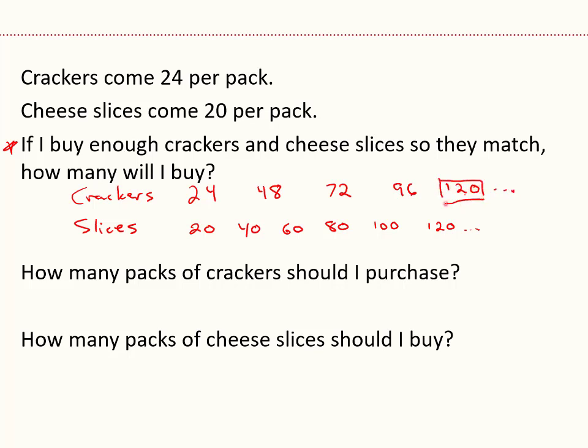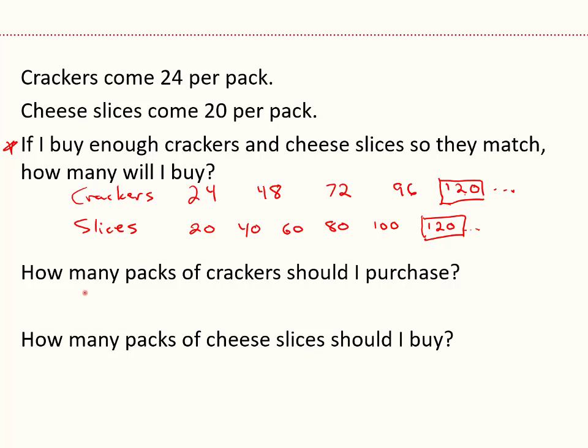So it looks like if I buy enough packs of crackers, I can make 120. And if I buy enough packs of cheese slices, I can also get 120. So there it is. I am satisfied. I know that I can have 120 crackers and cheese slices. They will match up beautifully. But now that I know 120 is the total number, let's back up a little bit. How many actually packs of crackers should I purchase?